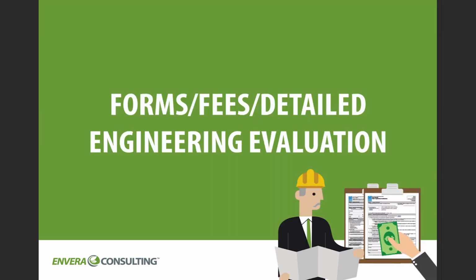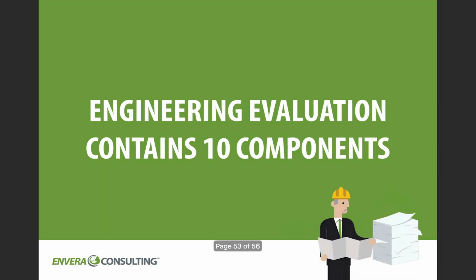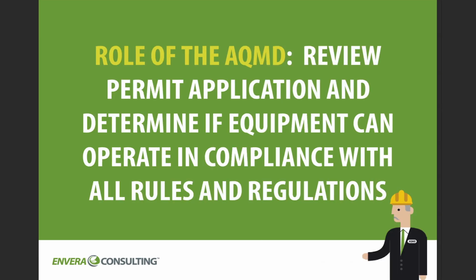Like we said, a complete permit application contains forms, fees, and a detailed engineering evaluation. The engineering evaluation has 10 components. And to really know how this evaluation will work in the process will require you to understand the role of the AQMD as well as the role of you, the applicant, in the overall permitting process. So again, the role of the AQMD is to review the permit application, or the information submitted with the permit application, and make a determination if this piece of equipment can operate in compliance with all the rules and regulations of the air district. That's their job.